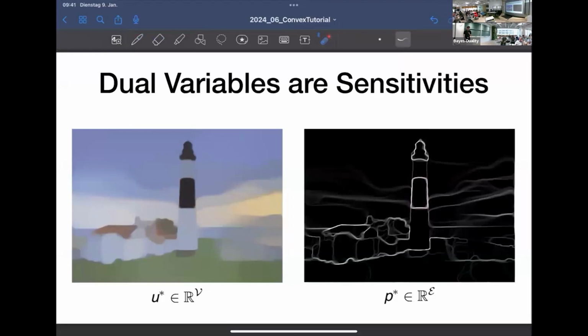Let's say I would remove that edge here, because this is a piecewise constant segmentation of my image. If I remove that edge, then maybe these regions would merge, and my optimal value function would change a lot. These dual variables encode places in the image where, if you modify the image at these places, you would get a huge change in your minimum value.